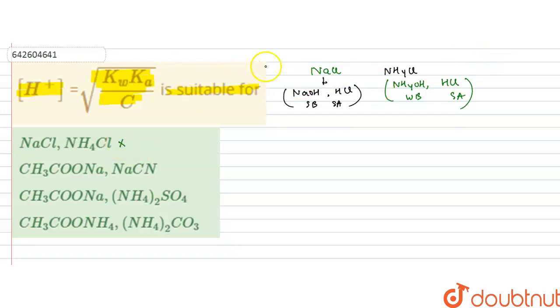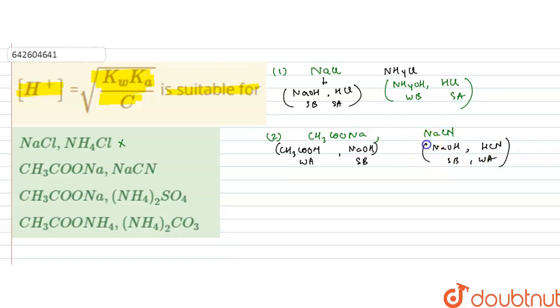Next one, if we check, CH3COONa and NaCN. This is a salt formed of acetic acid and NaOH. Acetic acid is a weak acid and NaOH is a strong base. In the case of NaCN, it is formed of NaOH, a strong base, and HCN, a weak acid. So, if we calculate the H plus concentration, it will be the same because both are of the same nature: weak acid, strong base.